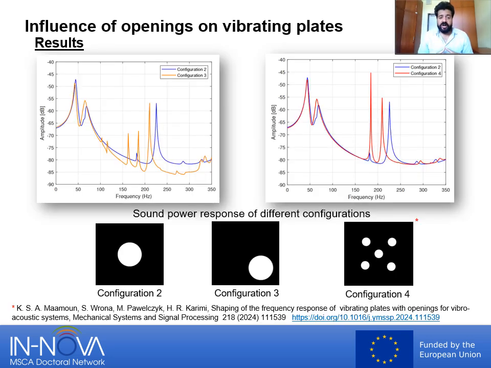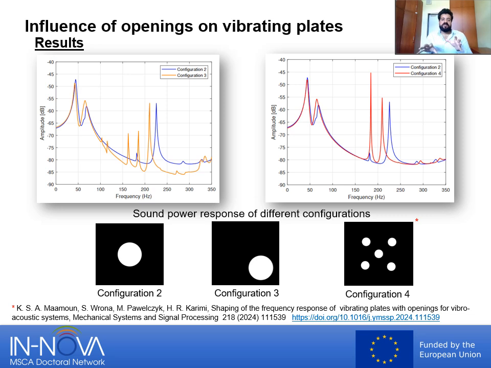From the results, we tried different shapes of the opening. So configuration 2, as we saw later on the experiment, has a circular opening in the middle. And we shifted this opening to one of the corners, and we also tried to divide this opening into smaller ones, preserving the same total area. And here we can see the effect.